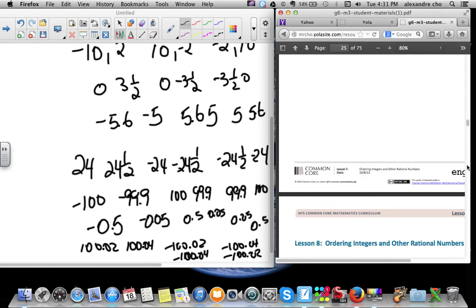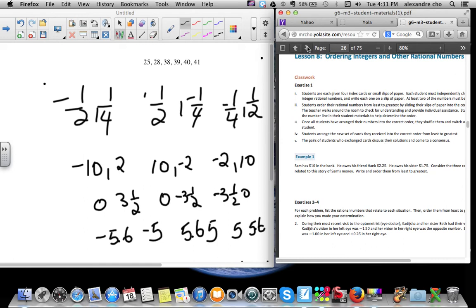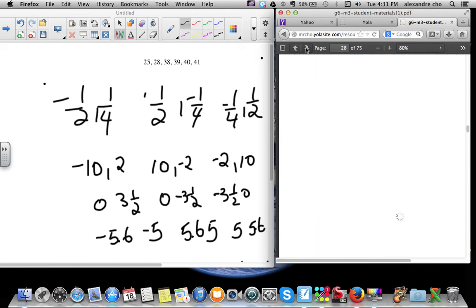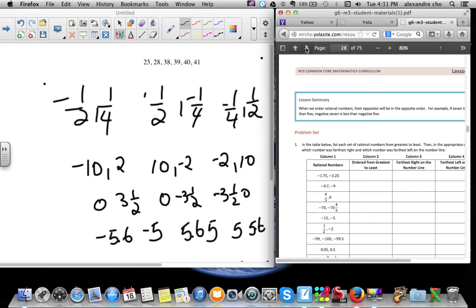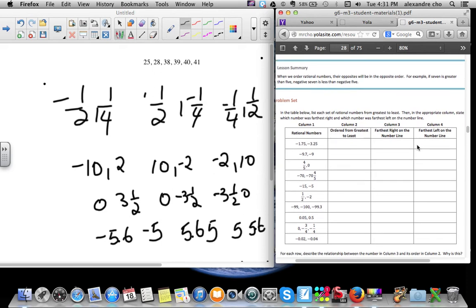And what else? I forget what page is next. 28. Okay, let's go to page 28, problems 38 to 41. In the table below, list each set of rational numbers from greatest to least, farthest right on the number line, and then state which number is farthest.